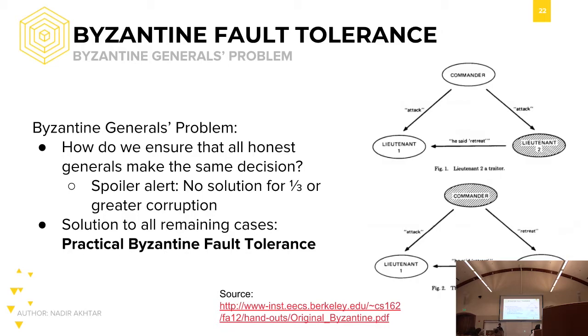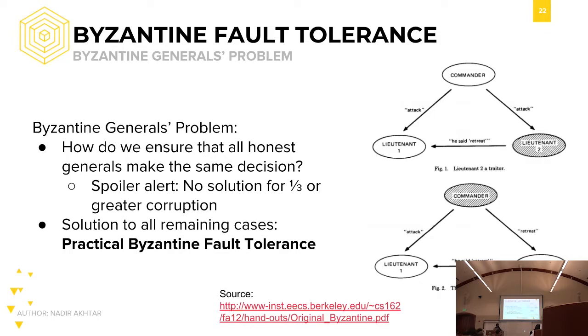If not all the honest generals come to the same decision, then some of the generals are going to lose when they try to attack the city, because they will not have enough manpower. Spoiler alert, as you may have heard, is that we actually don't have a solution for 1/3 or greater corruption. And here's a very simple proof.